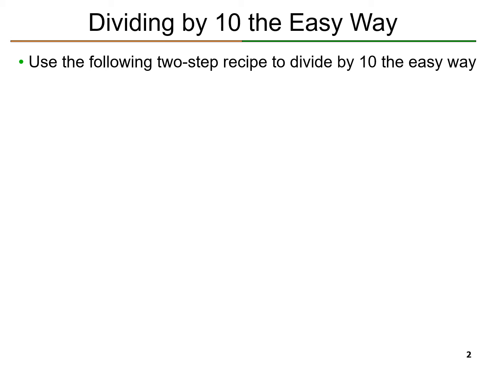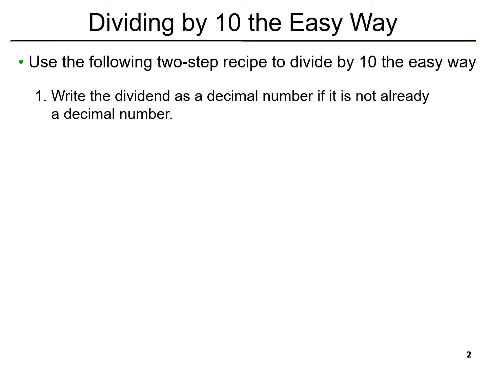Dividing by 10 the easy way. We can use the following two-step recipe to divide by 10 the easy way. In step 1, write the dividend as a decimal number if the dividend is not already a decimal number. In step 2, simply move the decimal point to the left one place.